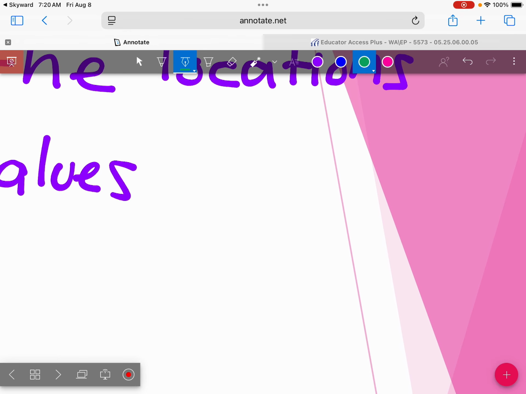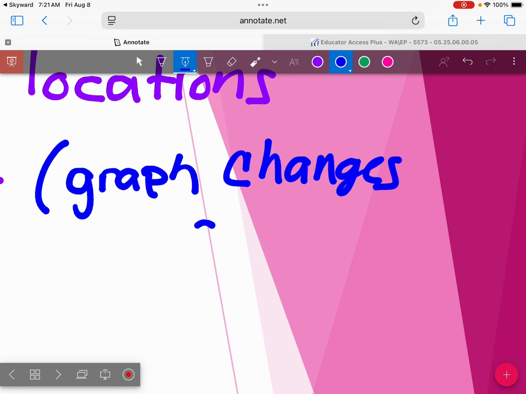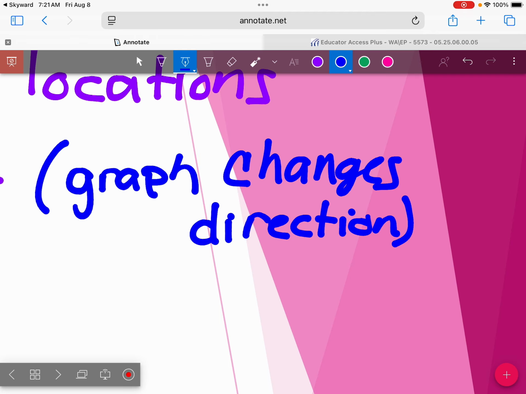So I'm going to put that over here. Graph changes direction. So we can find all of our extrema if we figure out every place where it goes from growing to shrinking or from shrinking to growing. Wherever it turns, there is where we have an extrema. So if I'm tracing my line, every time I twist my hand, that would be an extrema.